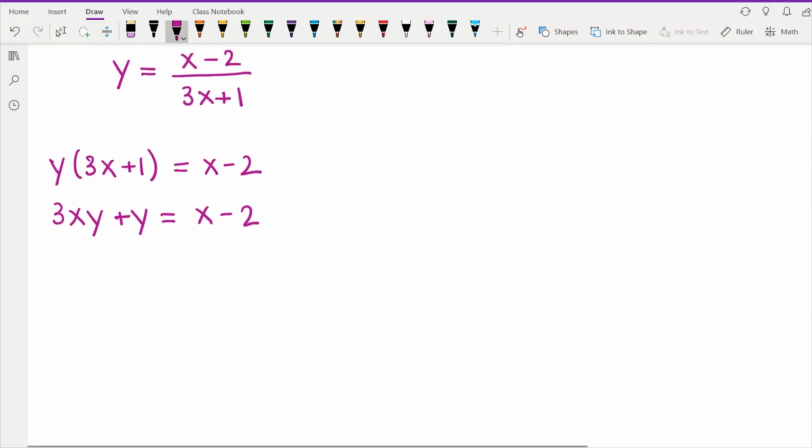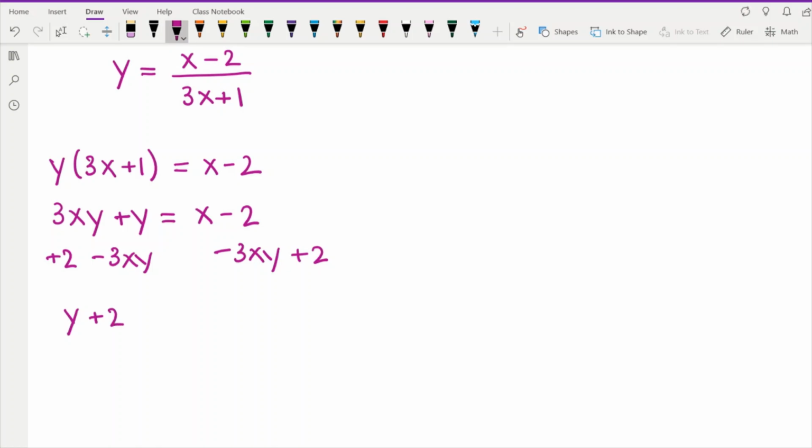Now remember, our goal is to isolate x. So our next step is to move everything that has an x in it to one side and everything that does not have an x in it to the other side. At this point, you have a choice. You can move whatever to whichever side, as long as the x's are all on one side and anything that does not contain an x is on the other side. I'm going to choose to subtract 3xy from both sides, moving the x term to the right side, and then add 2 to both sides. The adding 2 moves the 2 to the other side. What we end up with is y plus 2 is equal to x minus 3xy.